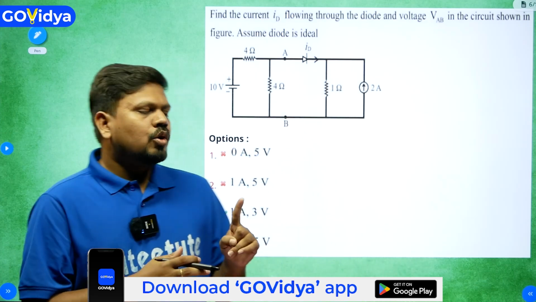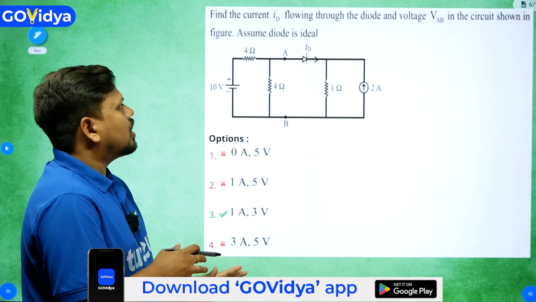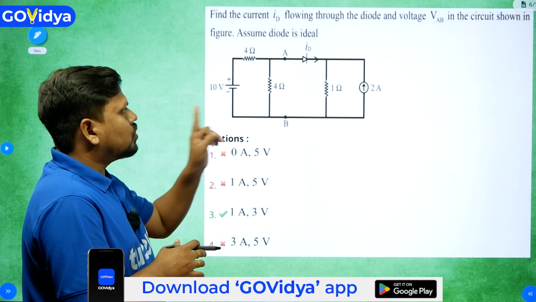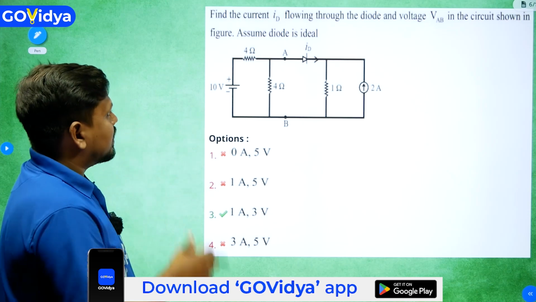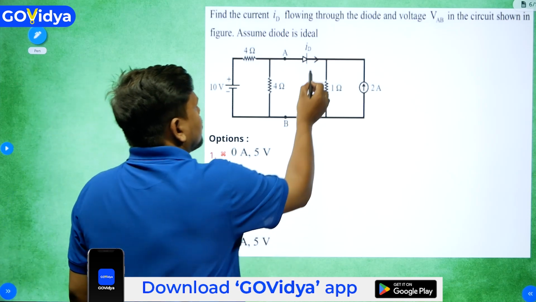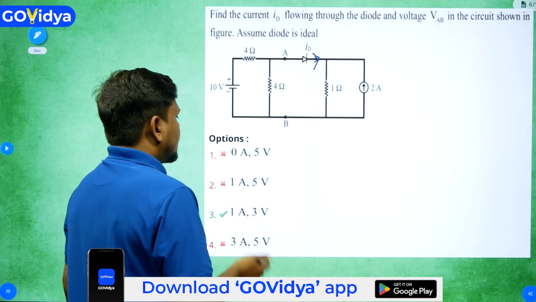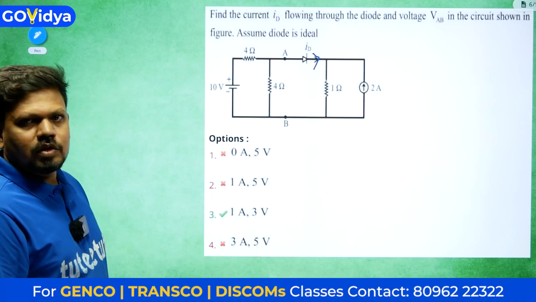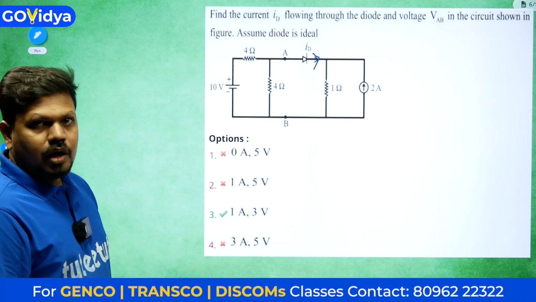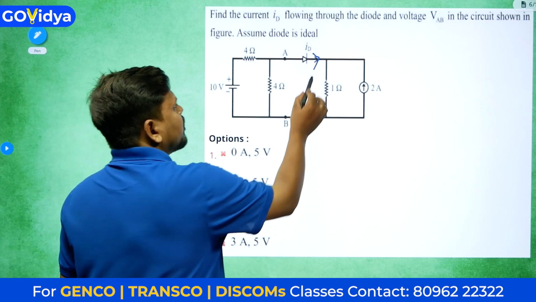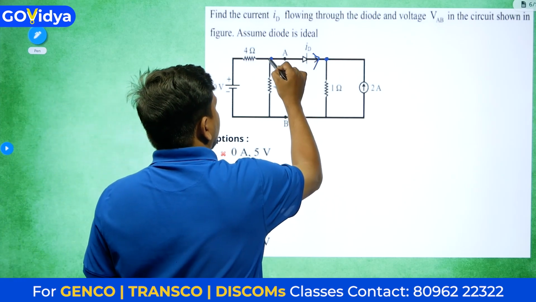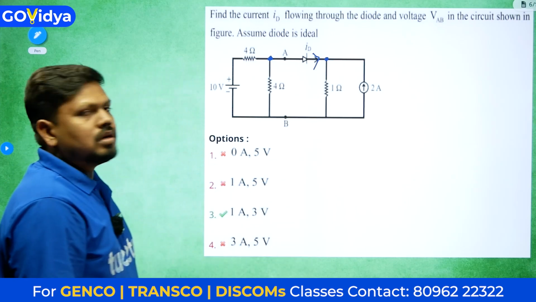First of all, we need to understand whether this diode is conducting or not. If the diode is not conducting, current equals 0, and directly the first option will be correct. So we need to check the voltage here and the voltage here.